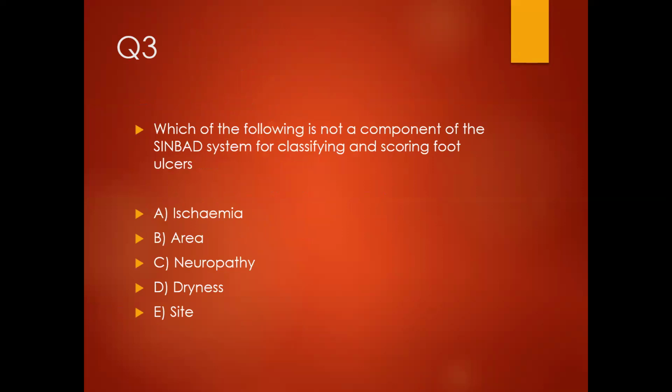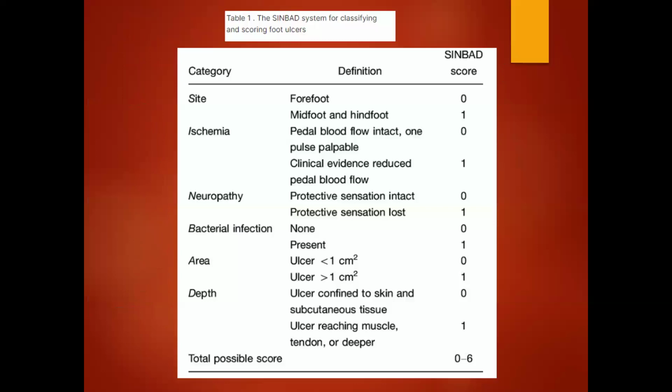Question number 3, which of the following is not a component of the SINBAD system for classifying and scoring foot ulcers? Is it the ischemia? Is it the area? Is it the neuropathy? Is it dryness? Or is it the site? So think about again the question stem. We are talking about the SINBAD system here, asked commonly in exams. The correct answer here is dryness. Dryness is not a component of the SINBAD system.